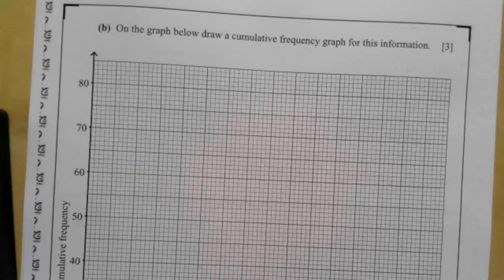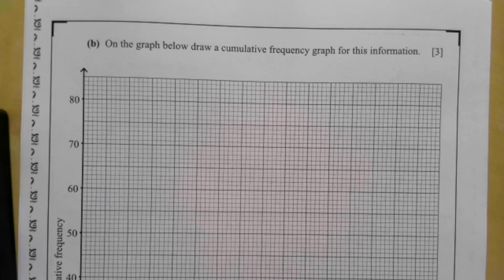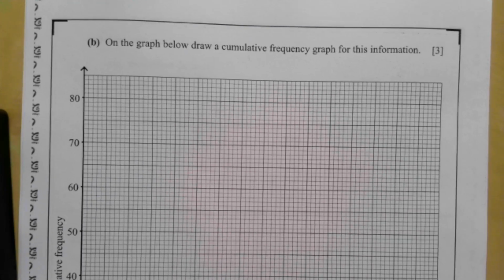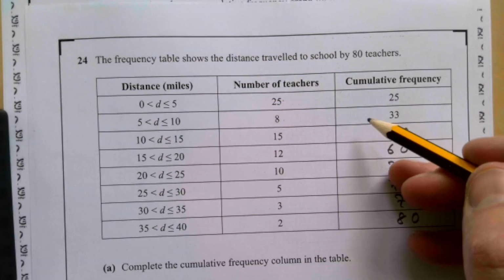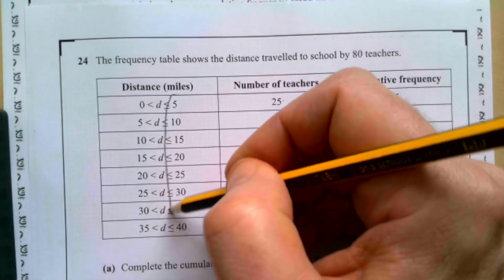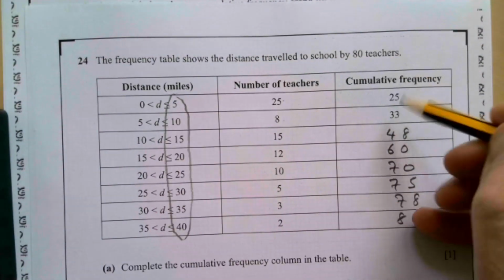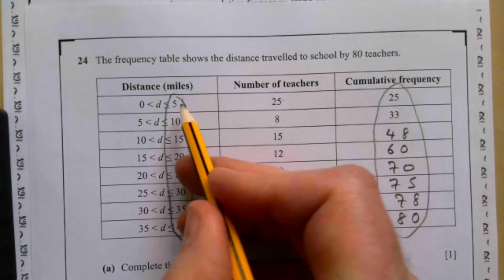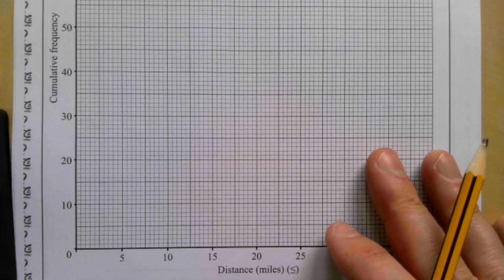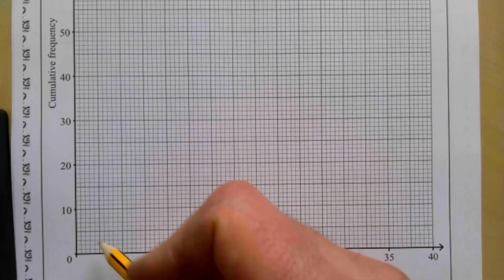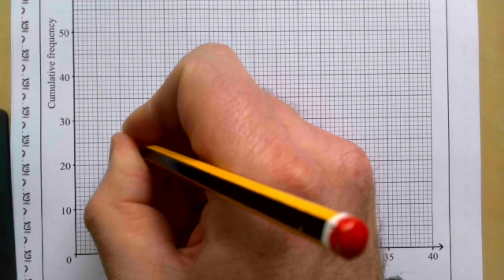On the graph below, draw a cumulative frequency graph for this information. Sometimes in these they give you a fourth column where it's kind of a less than, but it's important that we take these points here with these points here. So 5 and 25 is going to be my first point. It's always less than on your cumulative frequency table. Sorry, my video is not great here. I won't go back and forward every time, but you can get the idea.